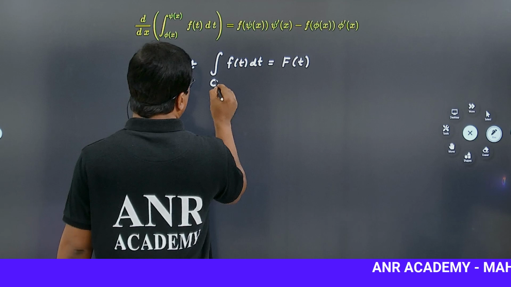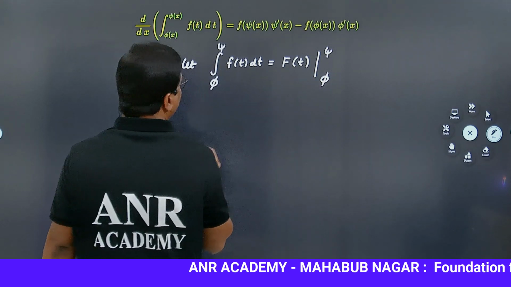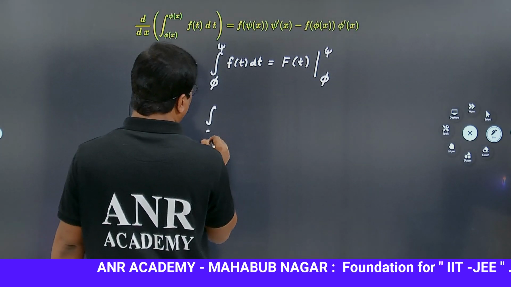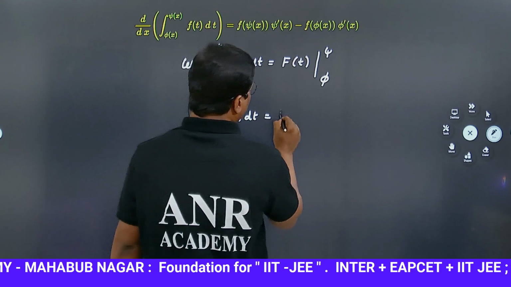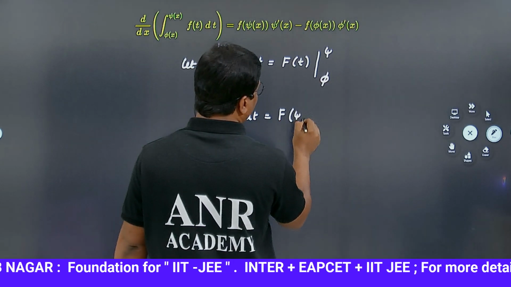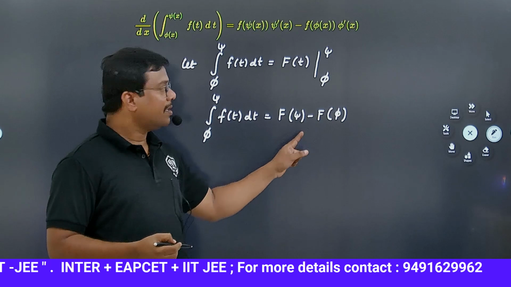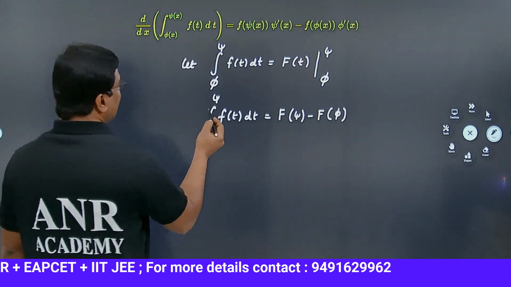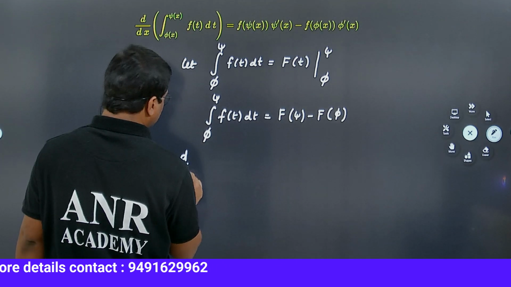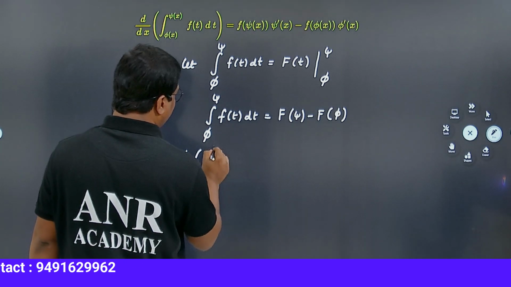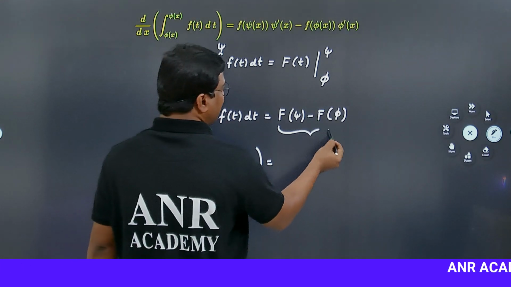Since the limits here are phi to psi, applying lower limit phi and upper limit psi, it becomes the integral from phi to psi of f of t dt, that gives the result capital F of psi, the upper limit substitution, minus capital F of phi, the lower limit substitution. This is by the definition of definite integrals. Now you have to apply differentiation on both sides. Apply differentiation with respect to x on both sides. What happens? Observe. d by dx of the integral from phi to psi of f of t dt.